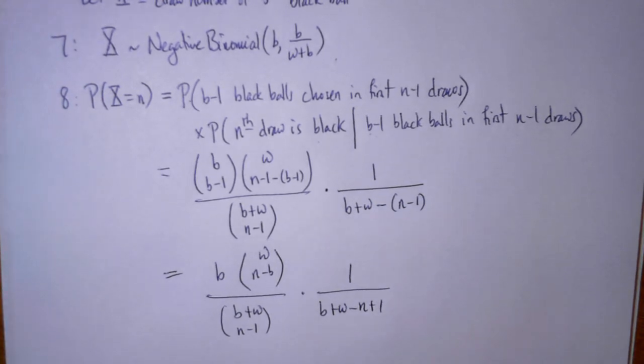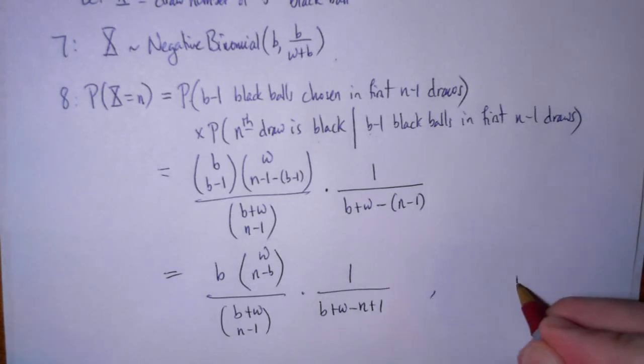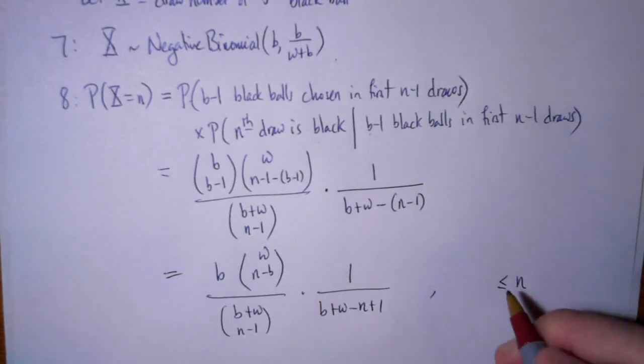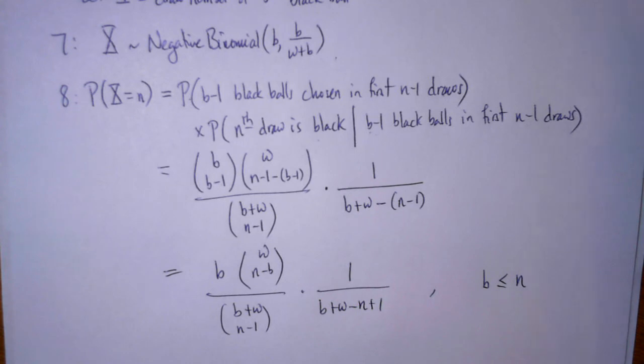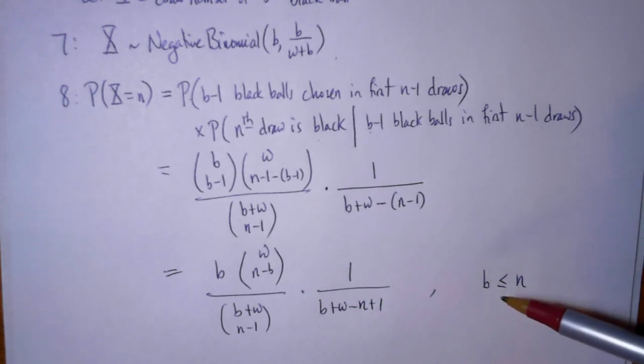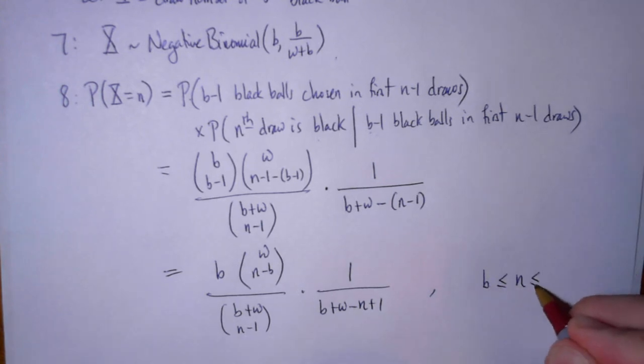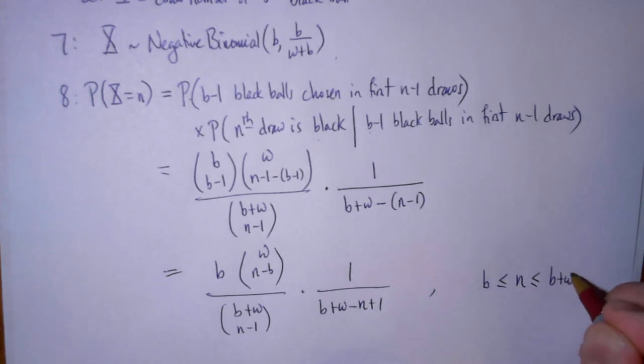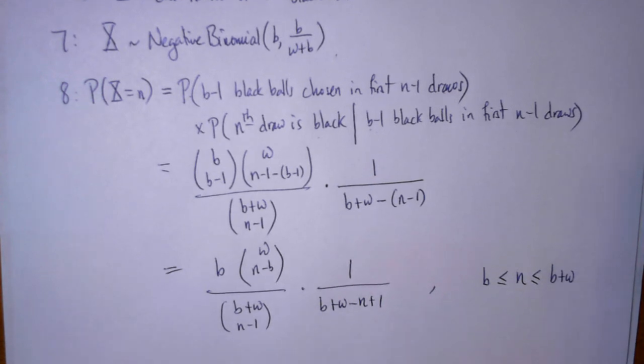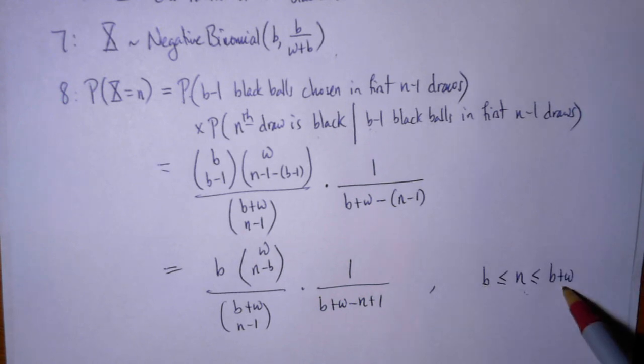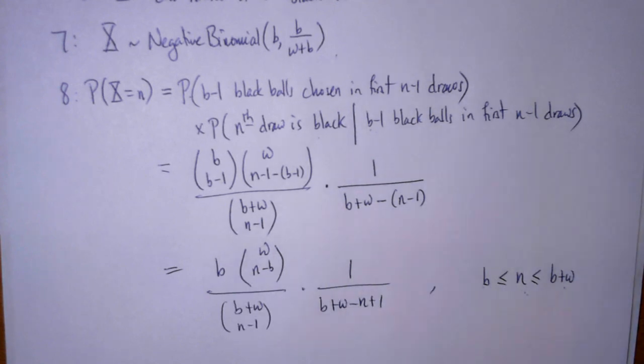Now, what are the possible values for n? Well, n has to be at least equal to B. There are B black balls in the box, and so it requires at least B draws in order to pull them all out. And the most that n can be is the total number of balls in the box, B plus W. And so here I have the probabilities, and these are the possible outcomes. n can be somewhere between B and B plus W, and I've got the probabilities for each of them.